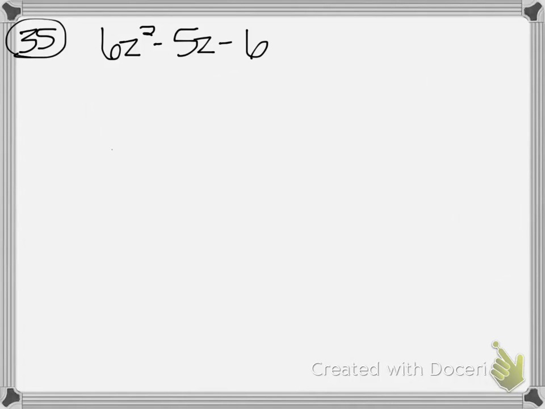Okay, so 35, we have 6z squared minus 5z minus 6. We're still factoring. Is there a GCF? Because you always want to check for that first. No, there's not. Okay. We know that it will break down into two sets of parentheses. The temptation is to do 3z instead of doing the 6z. And that's exactly what, if we do guess and check, that's how I would start.